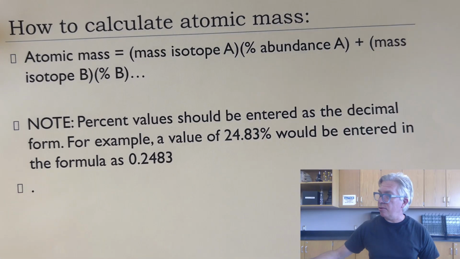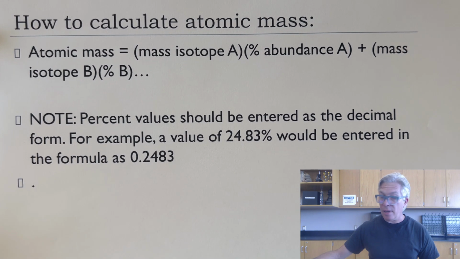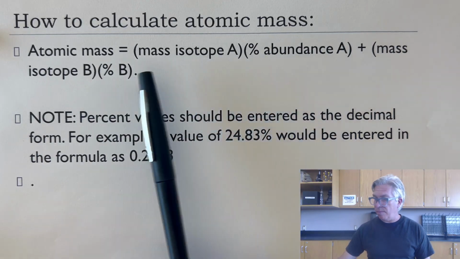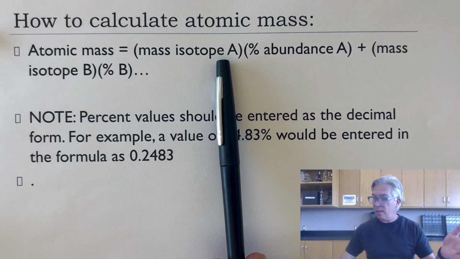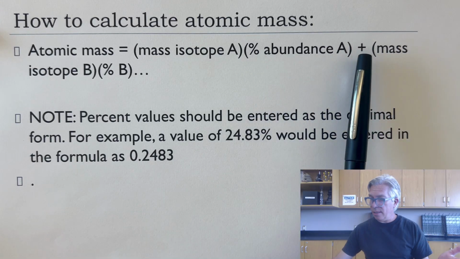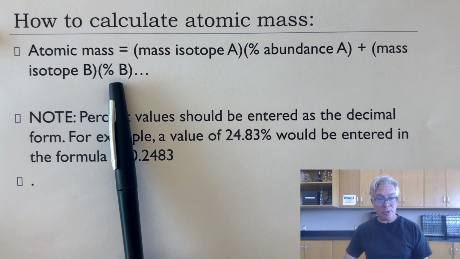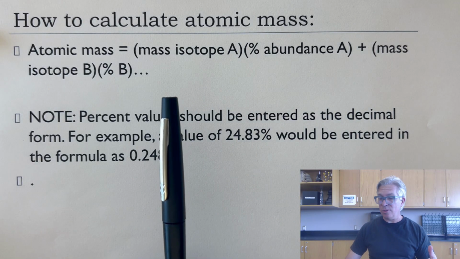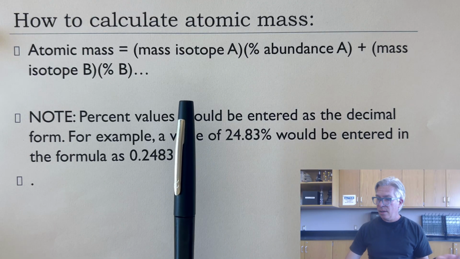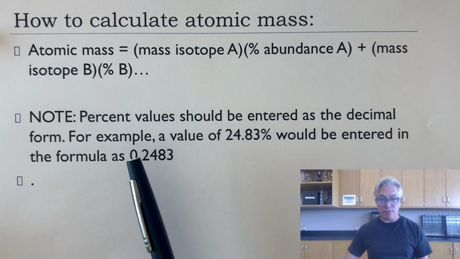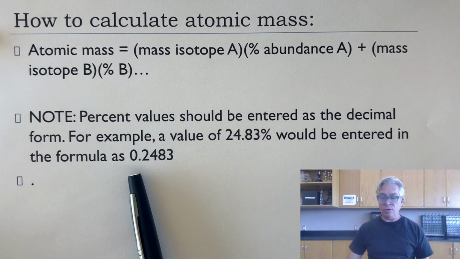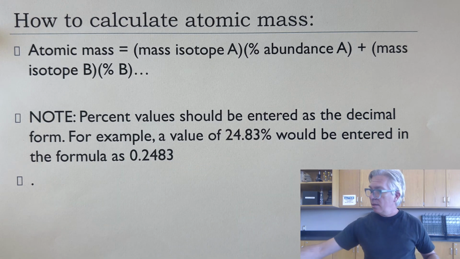So there's a formula for this. You may want to pause the video and write it down if you haven't yet or don't have it in your notes. The atomic mass is calculated by taking the mass of each individual isotope, like the mass of isotope A, first one, times its percent, plus the mass of isotope B times its percent, and so on for every isotope of that element. So if it has 6 isotopes, you have to do this 6 times and add up the results. Quick note, percent values should be entered in decimal form. So don't enter 24.83, you would enter 0.2483 if you were calculating it.